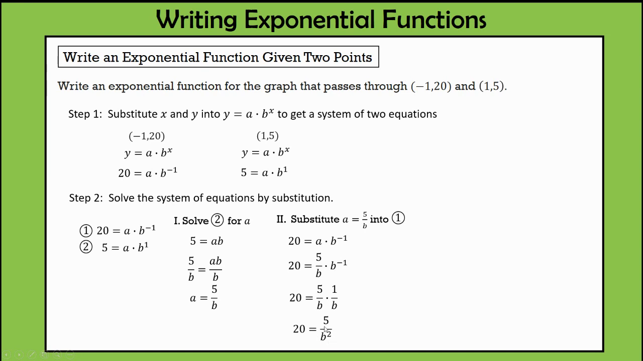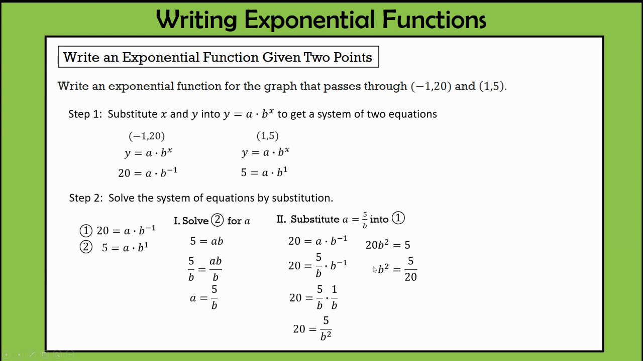Now we want to solve for b squared, so I'm going to multiply both sides by b squared. If I multiply b squared on this side and b squared on this side, the b squareds will cancel, and I'll have this line, 20b squared equals 5. Okay? Divide each side by 20, because we're working to isolate b squared here. Divide each side by 20, and I got b squared equals 5 over 20.